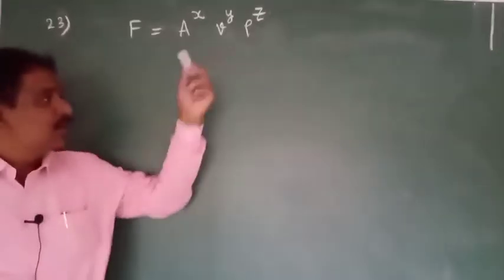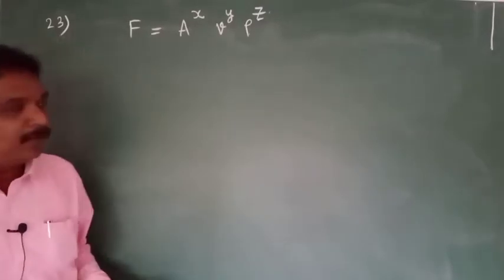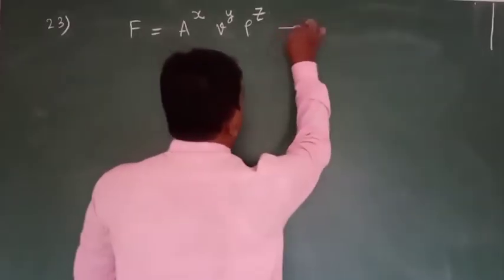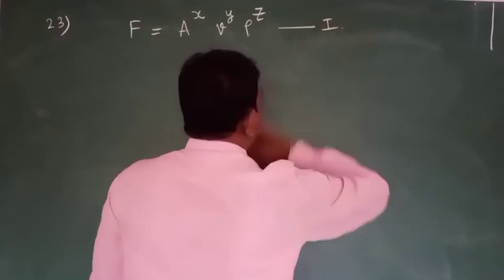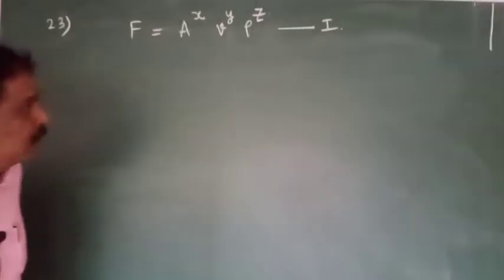So what I am taking is F is equal to A power x, V power y, rho power z. By writing the dimensional formula and solving, we will get the x, y, z values. Then if we substitute those values in that, that will be the answer. How to do that? Let us see. Let it be equation 1.